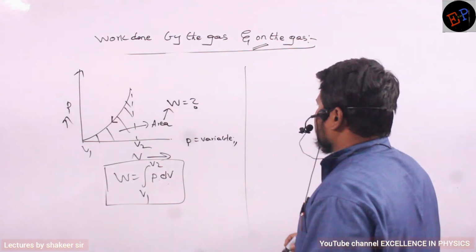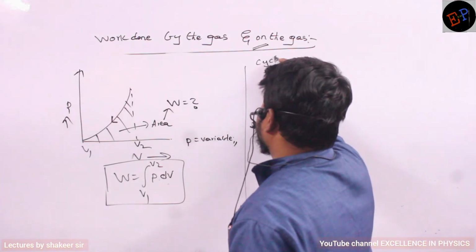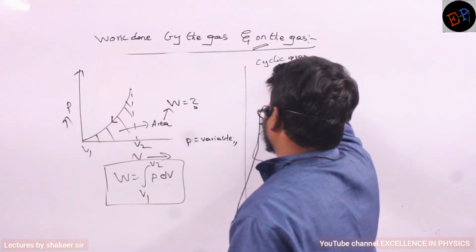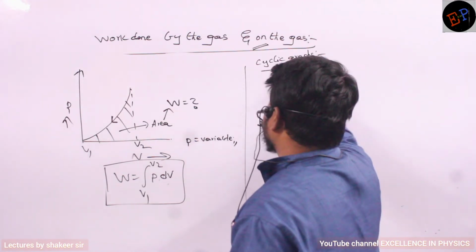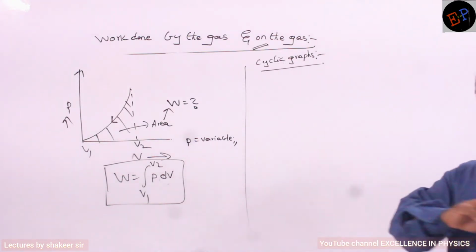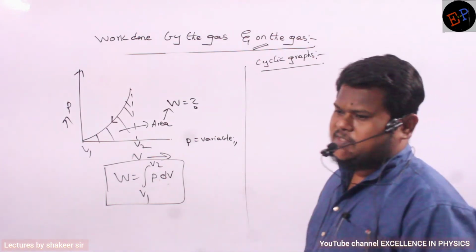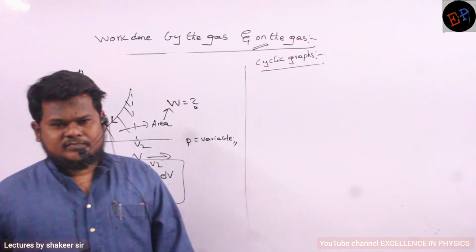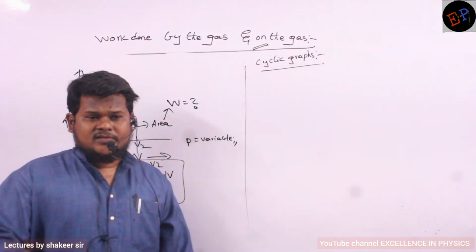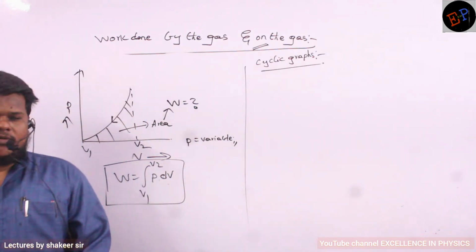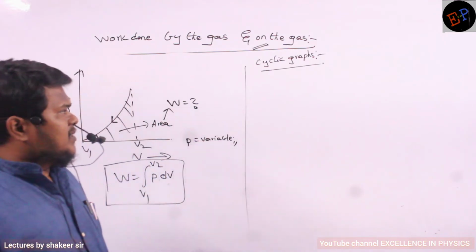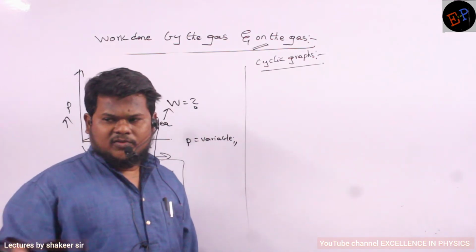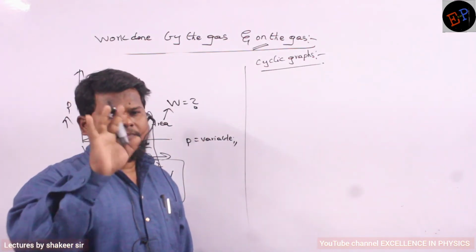For example, if I draw some cyclic graphs. Cyclic graphs means I complete one complete cycle and I return to the same states once again. The path may be the same, the path may be different. If the path is the same, then it is called reversible. If the path is not the same, it is not called reversible. Cyclic graphs means after completing the total cycle, again I have to reach the same states.